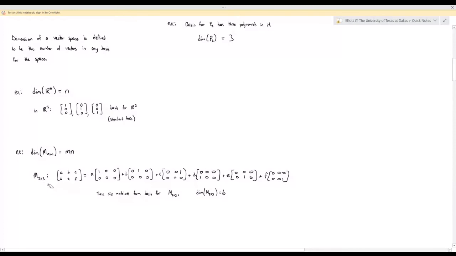And you can generalize this argument for any m by n. For any vector space of m by n matrices, if you take the matrices that have a 1 in one entry and 0 everywhere else, those matrices would be a basis for the space. You'd have m times n such matrices, so the dimension is therefore m times n.